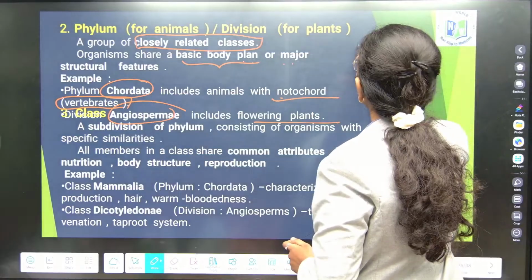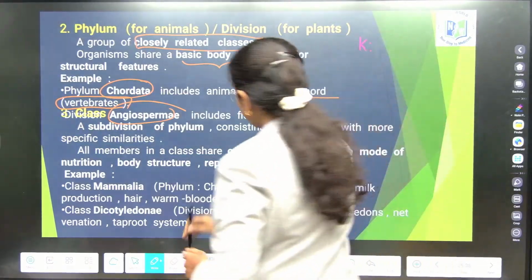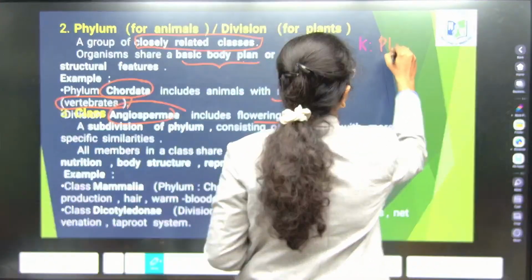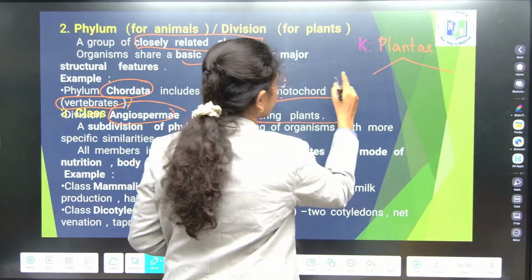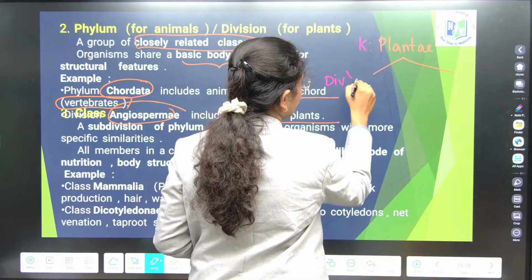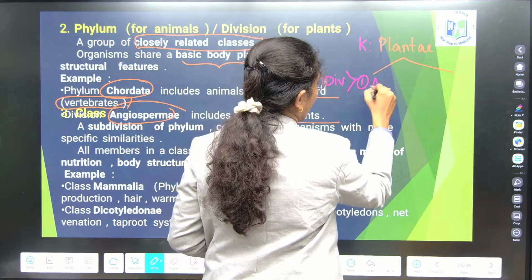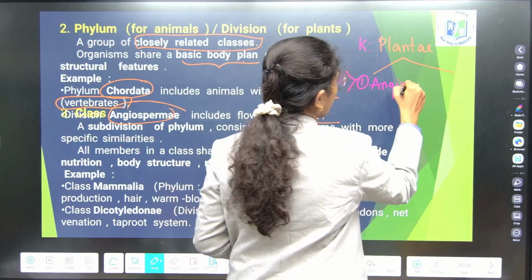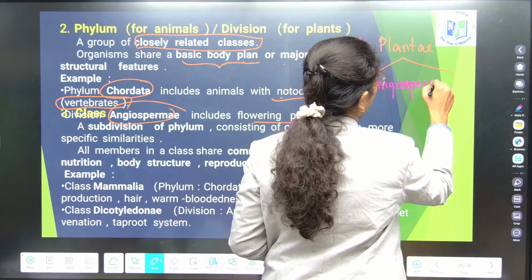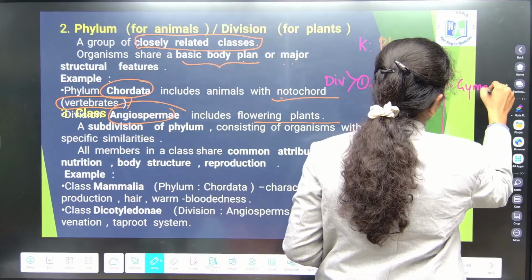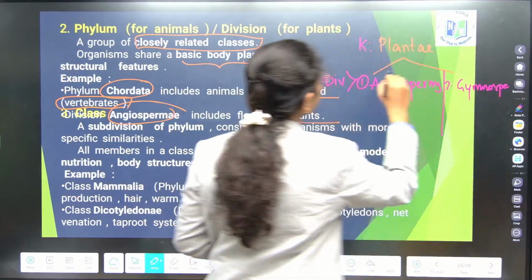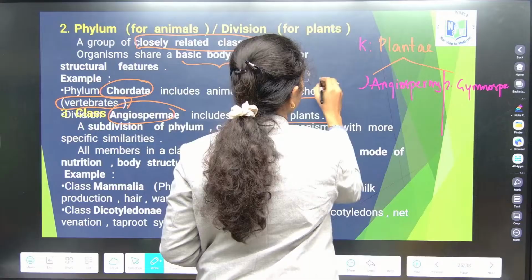If you take kingdom Plantae, it has two divisions. One is angiosperms. Second division is gymnosperms. It has 5 divisions, sorry.